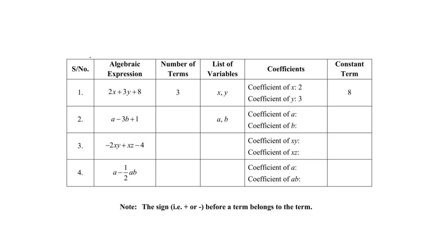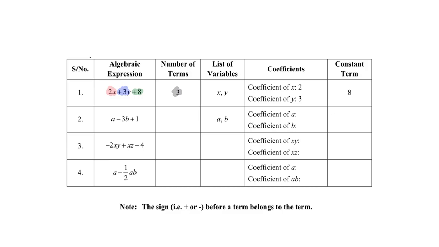Let's take a look. For row number 1, we have 2x plus 3y plus 8. And how do we count the number of terms? 1, 2, 3. And therefore, you can see that the answer for the number of terms is 3. And so, let's start with number of terms, okay?